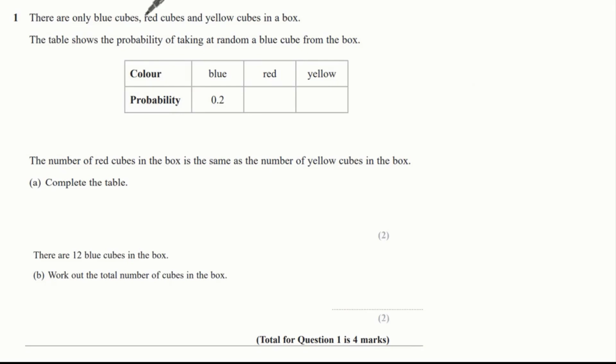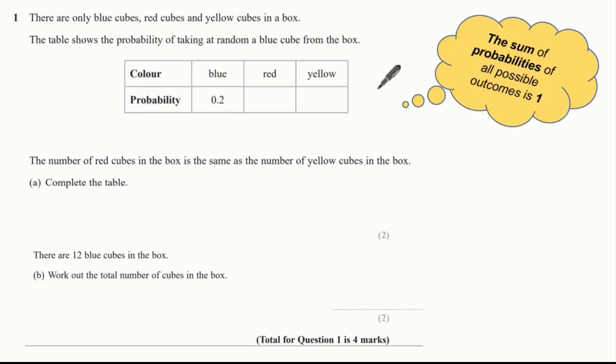There are only blue cubes, red cubes and yellow cubes in a box. The table shows the probability of taking at random a blue cube from the box. The number of red cubes in the box is the same as the number of yellow cubes in the box, and we're asked to complete the table. Firstly, remember the sum of probabilities of all possible outcomes is 1. So when we sum these probabilities, we know it will equal 1.